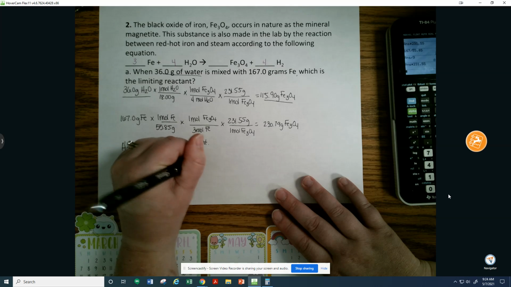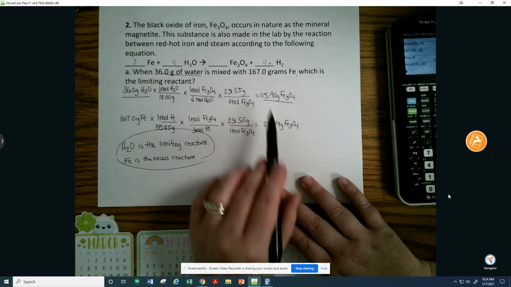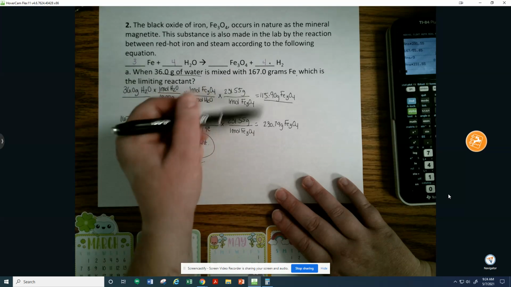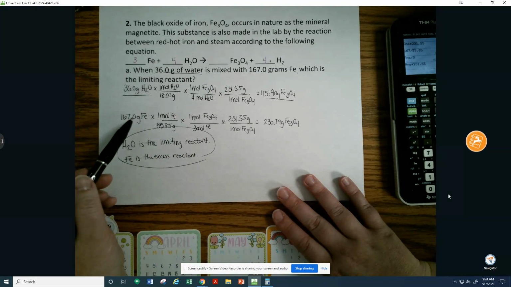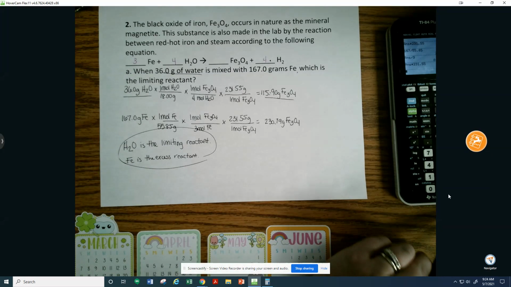Again, this part right here is going to be the exact same. If you would have solved for hydrogen instead, yes, the numbers would be different. The ratio, though, would be the same. You would still get that water is limiting, iron is excess. If you have questions, please let me know.